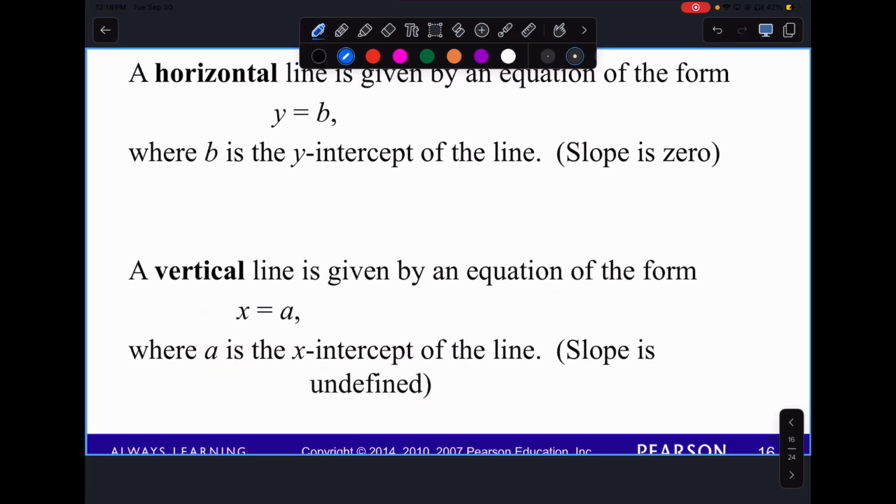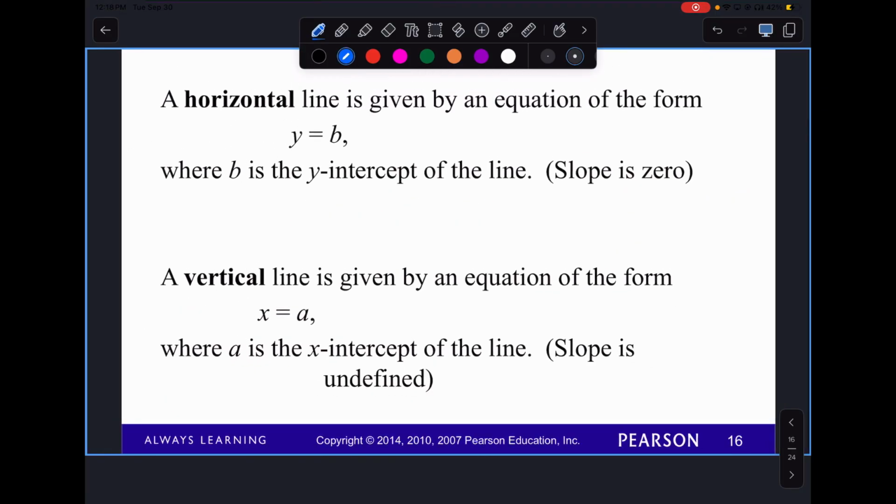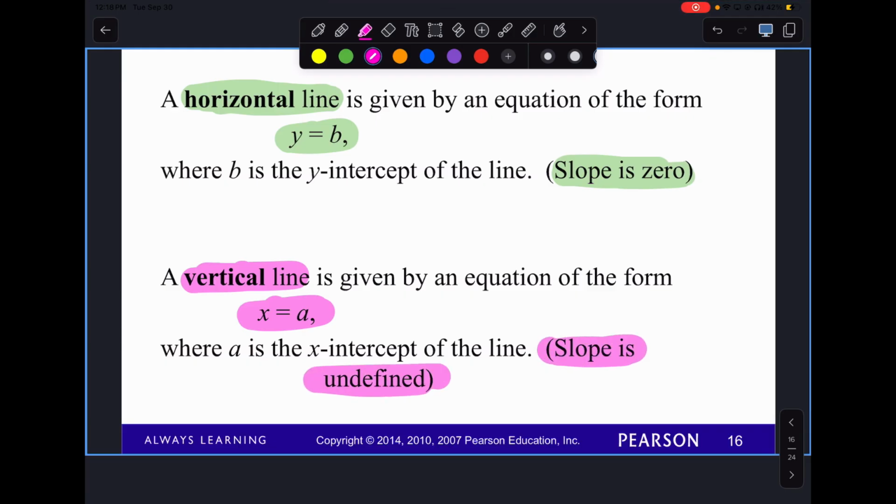All right, next portion here. I'm going to pare this down for you. So we're going to write horizontal line, y equals b, slope is 0. Vertical line, x equals a, slope is undefined.